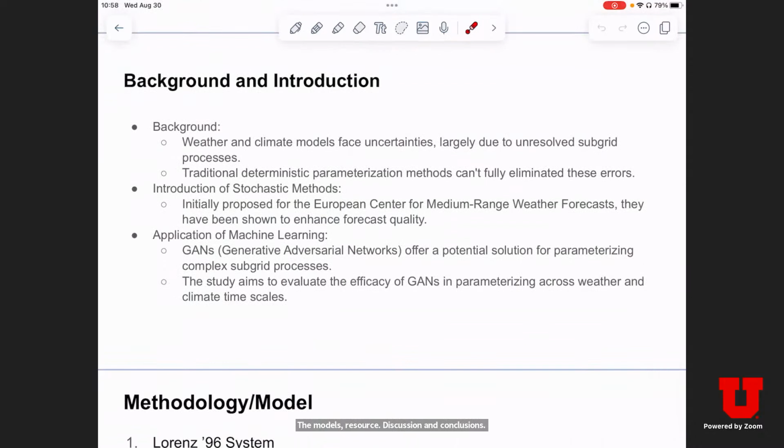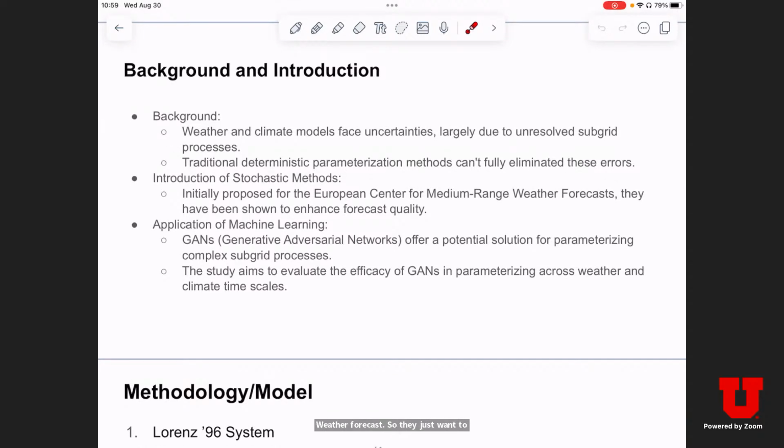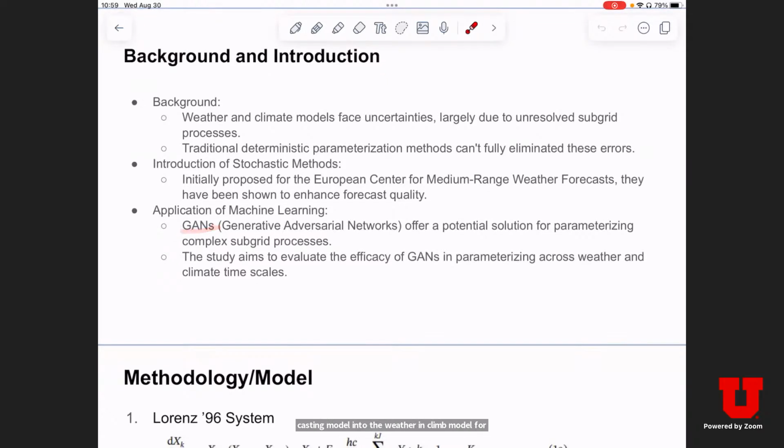We already know the background from the last paper, and here they just say we cannot resolve some subgrid-scale processes. A method called stochastic parameterization was initially proposed for the European Centre for Medium-Range Weather Forecasts. They want to see the performance if we combine the stochastic model into weather and climate model forecasting. So they use GANs for the stochastic parameterization.